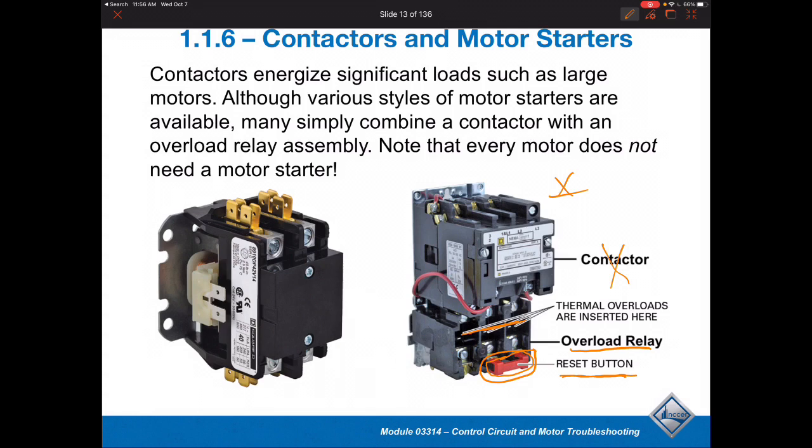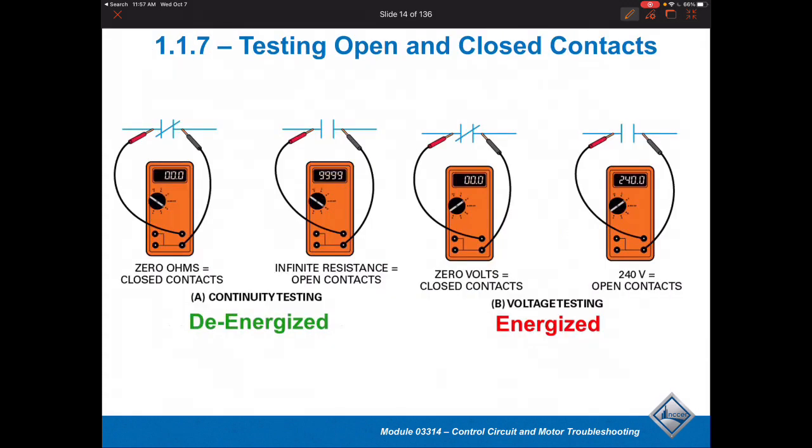Most of your air handling units and things like that would typically have some sort of a motor starter. All right, so there are a couple of ways to test some of these.